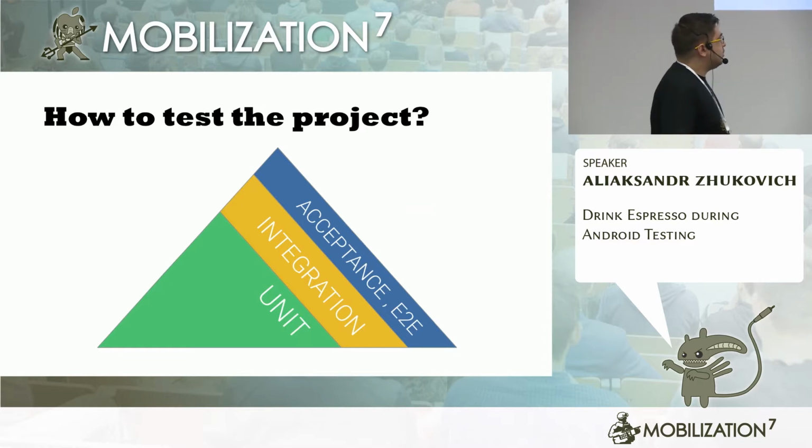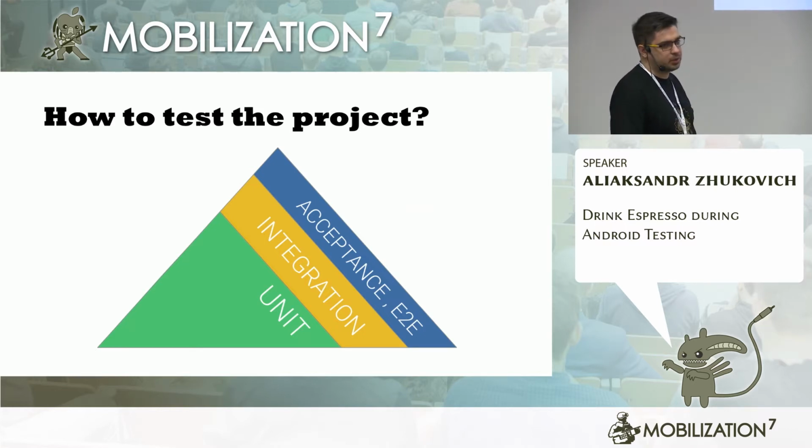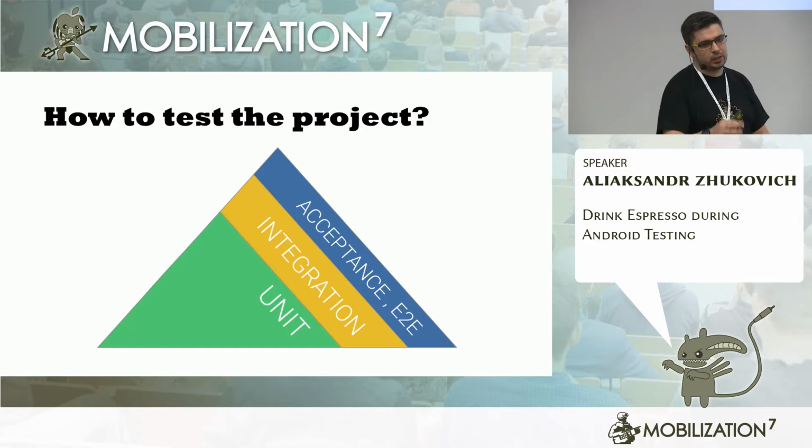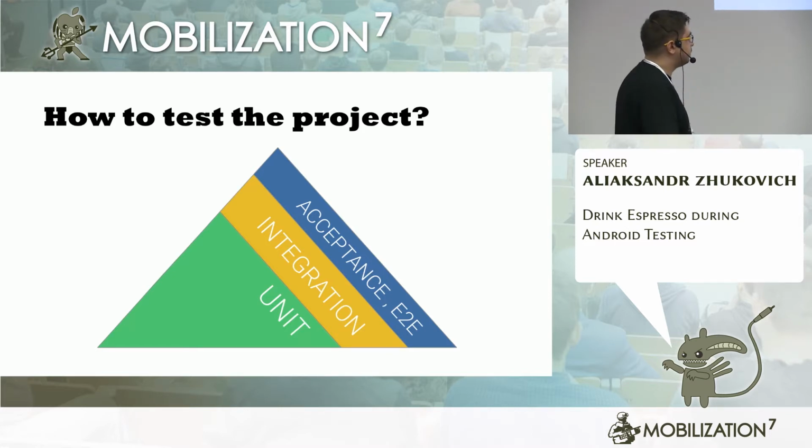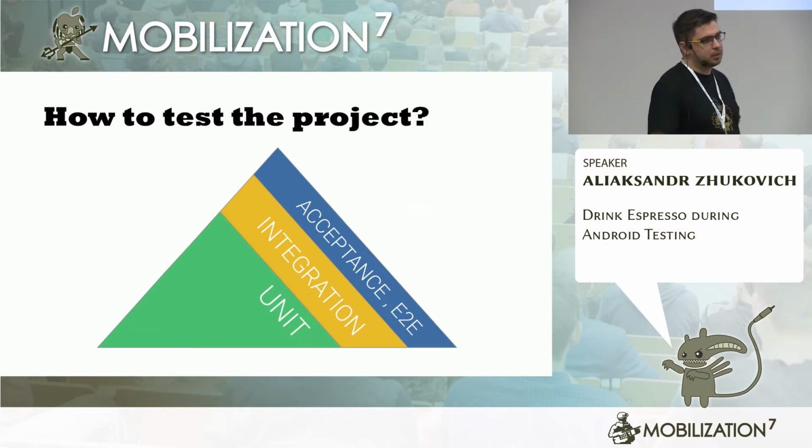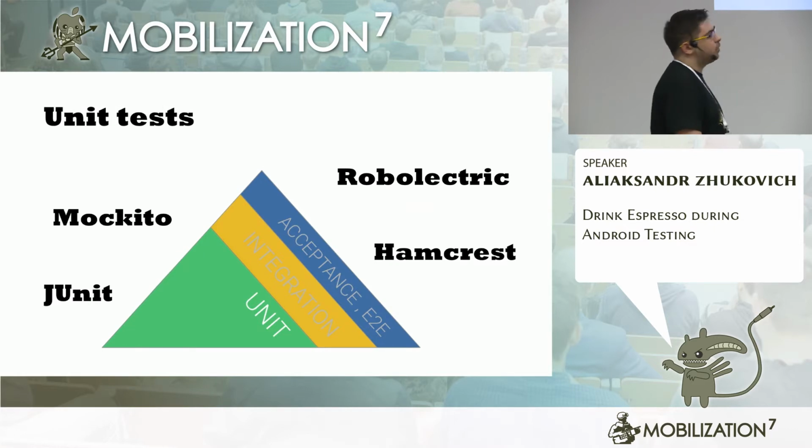As you can see, each layer has a different size. In practice, really often it's 70% unit tests, 20% integration tests, of course more or less because it's just a calculation, and something like 10% acceptance or end-to-end tests. Let's start with the unit tests.